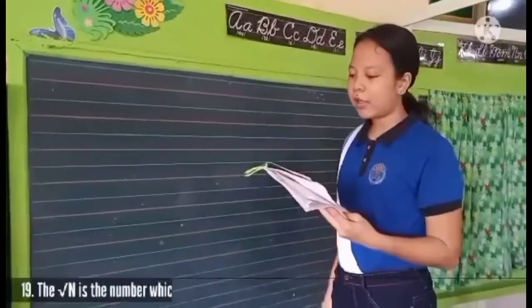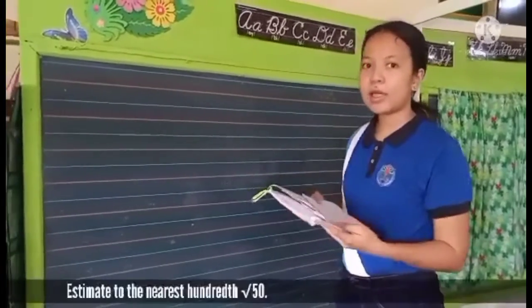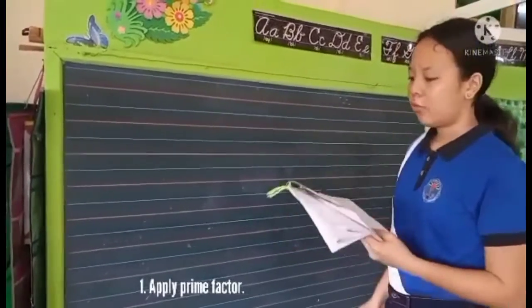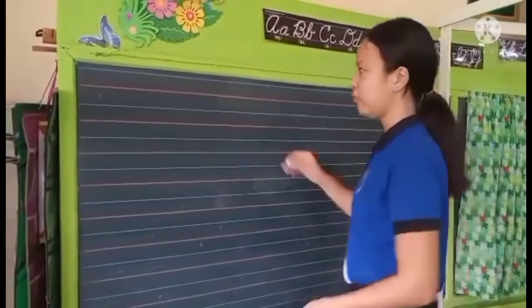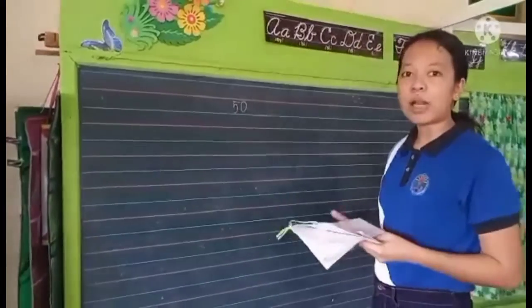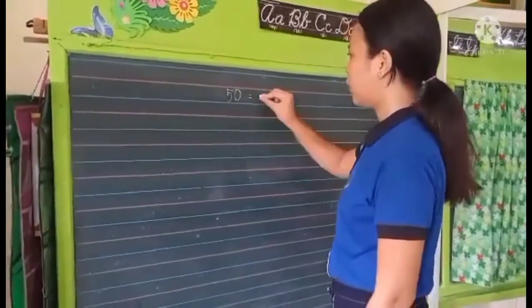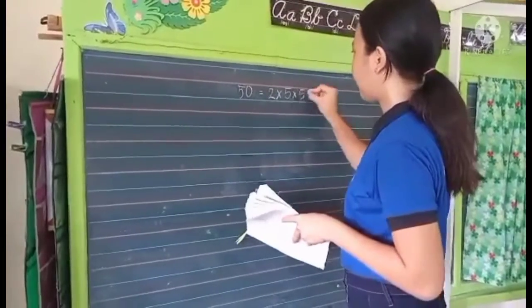5.9. Square root of n is the number which when multiplied by itself produces n. Estimate to the nearest hundredths the square root of 50. To get the square root of n, we should get the prime factors. What is the prime factorization of 50? In this, we should do a factoring. Ano nga ba yung mga pwedeng i-multiply sa kanya para makuha natin yung 50? Equals to 2 times 5 times 5.